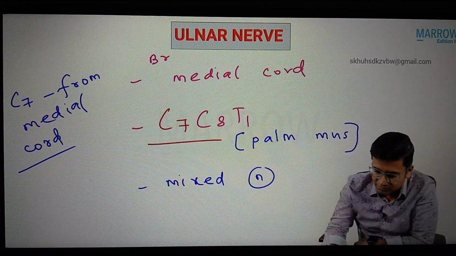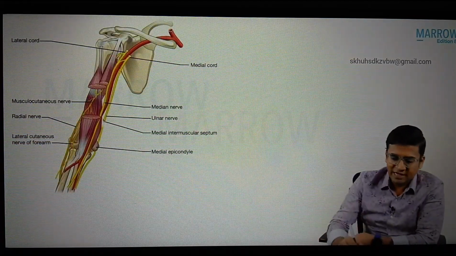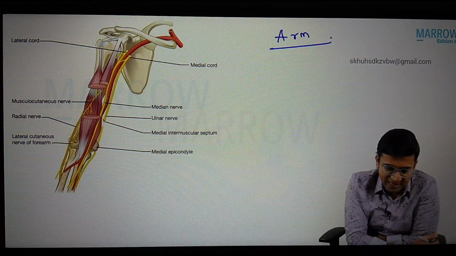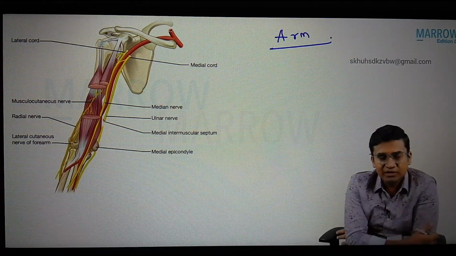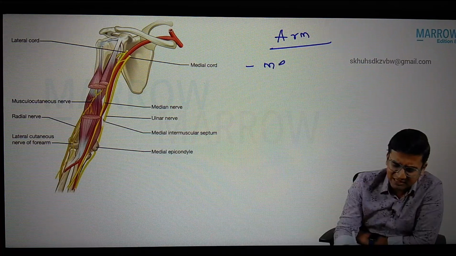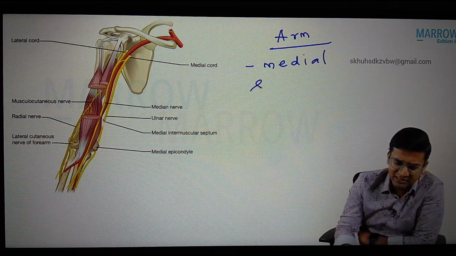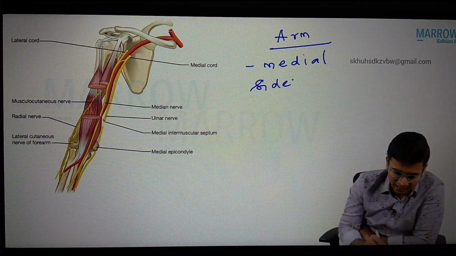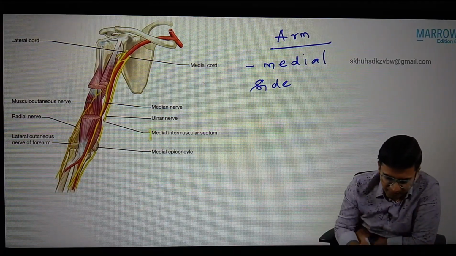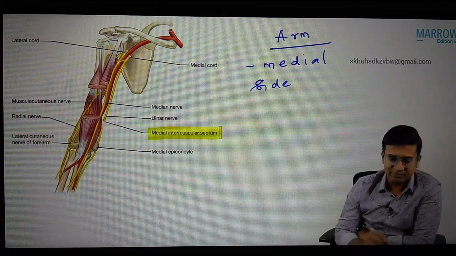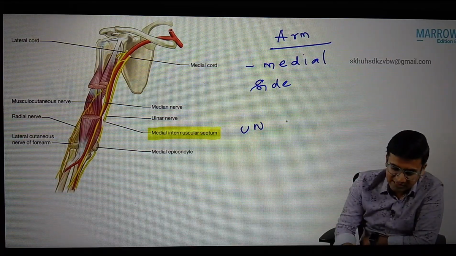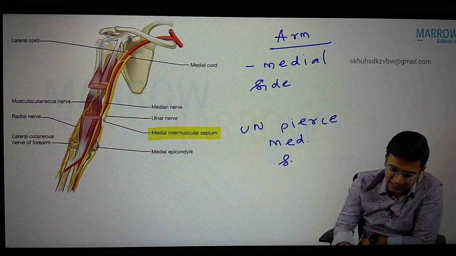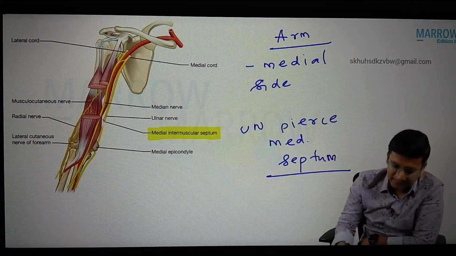Right. Now see the course. As usual, after the formation, from the axilla, the ulnar nerve comes to the arm. In the arm, it is present on the medial side. Again, no branches. And it is piercing a septum. What septum? Medial intermuscular septum. So ulnar nerve pierces the medial intermuscular septum. Okay? Right.